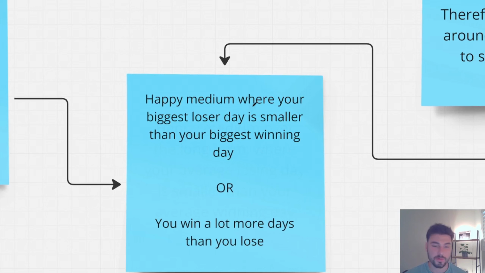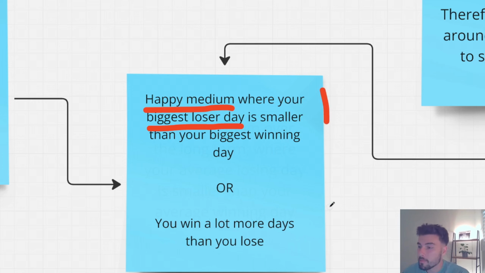There's no perfect risk to reward, and you're going to find a happy medium where overall, guys, the biggest losing day is going to be smaller than your biggest winning day, or you win a lot more days than you lose. So for example, I might have a 50% win rate, but I might win 5 days in a row. So I'm still winning one and then losing one, but my winners are much bigger than my losers, and therefore I've built a profitable model, and therefore my account's going to grow. That is a profitable model in terms of risk management.